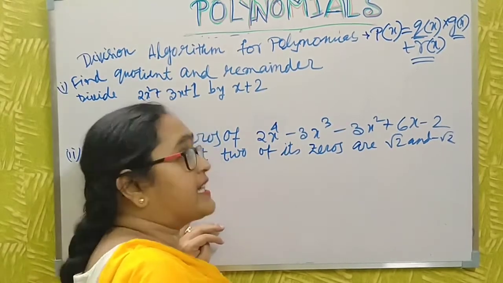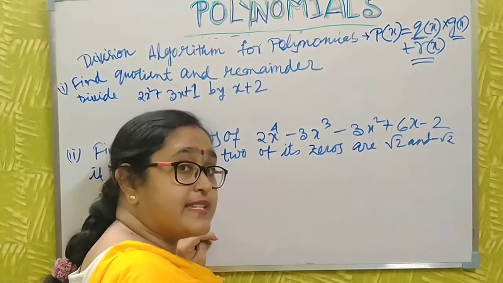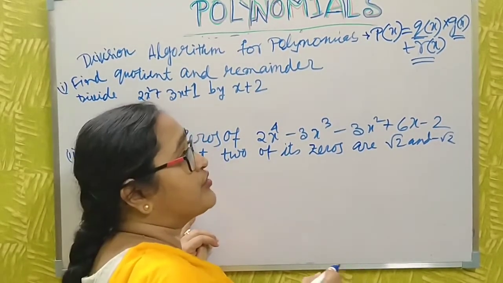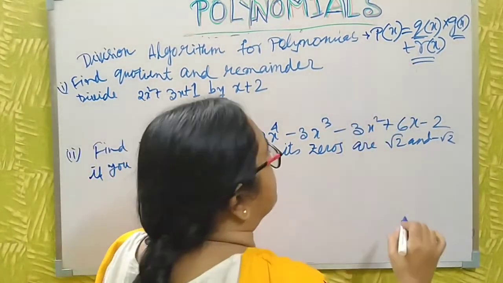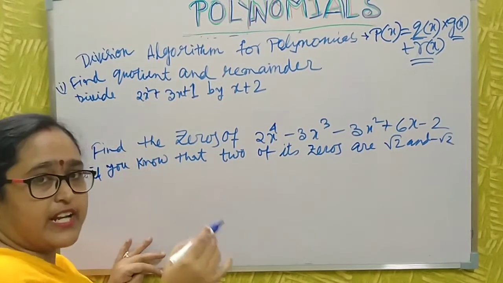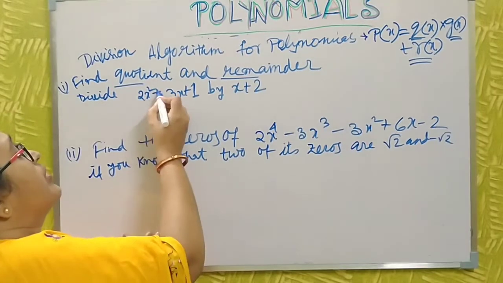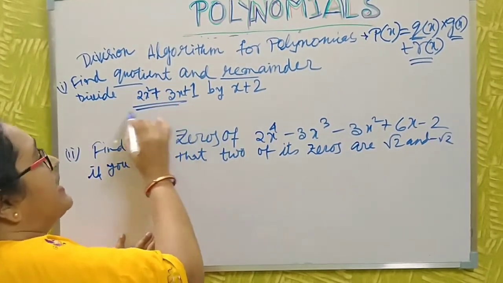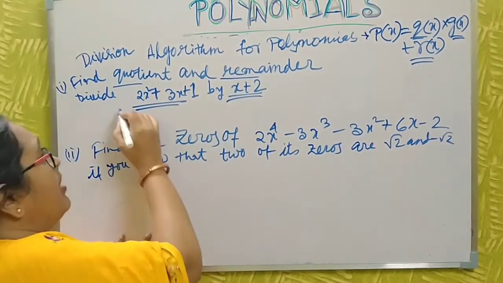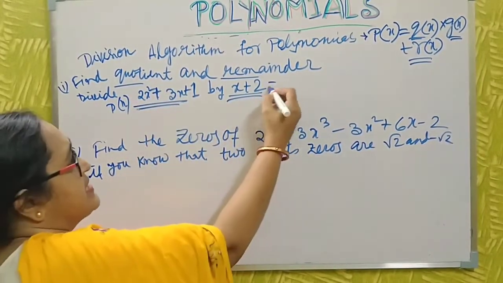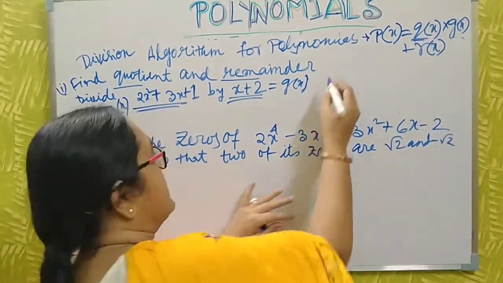All of you know, there is a given polynomial p(x). If you divide it by another polynomial g(x), then you get a polynomial q(x) and the remainder r(x). This is the division algorithm. Now by the division algorithm, find the quotient and the remainder. The given polynomial is here, divided by this other polynomial g(x). This is p(x) and this is g(x), just find it.